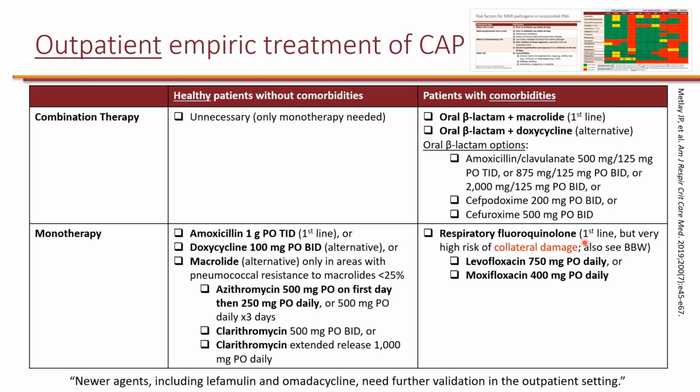Now, this is considered first line in the guideline, and it helps with efficacy and with compliance. However, keep in mind that respiratory fluoroquinolones have a high risk of collateral damage, and there are many adverse effects listed as black box warning. So ideally, a better option would be an oral beta-lactam plus a macrolide, as opposed to a single respiratory fluoroquinolone, because of collateral damage and the adverse effects.